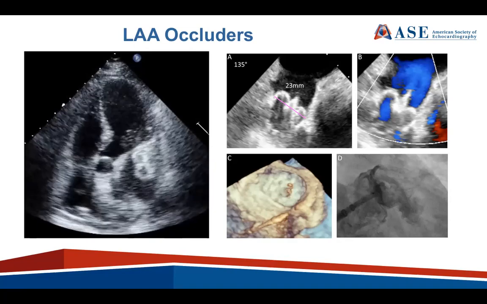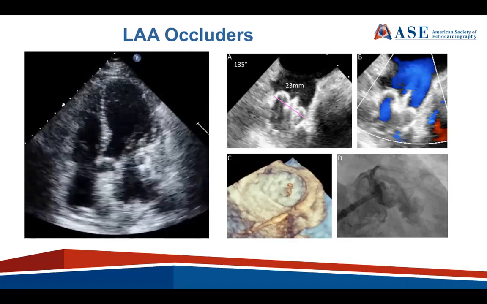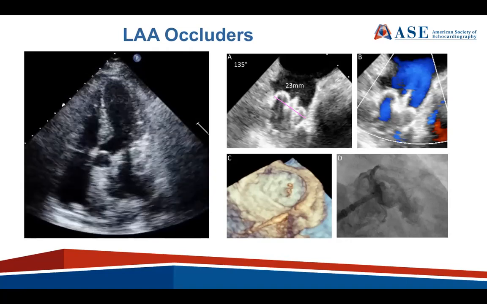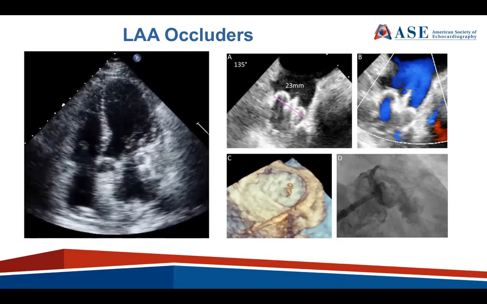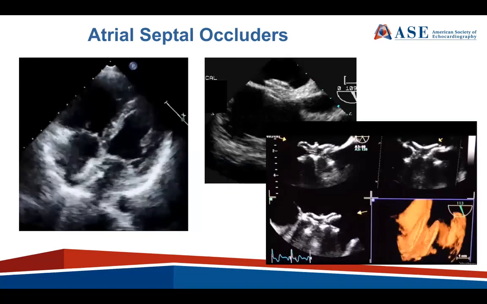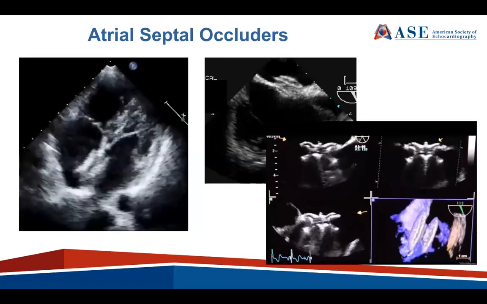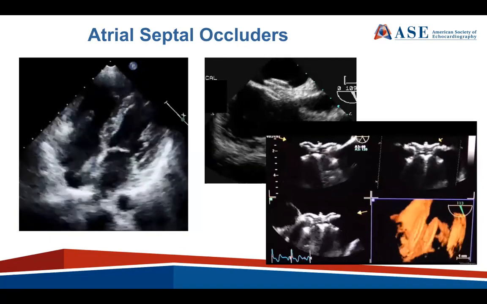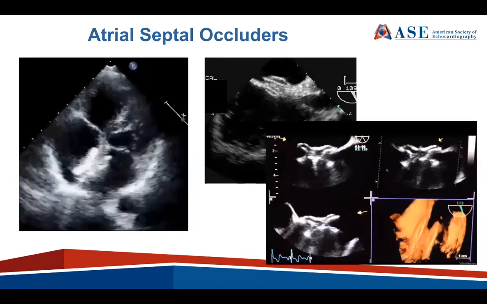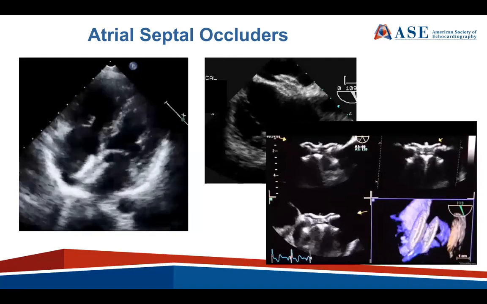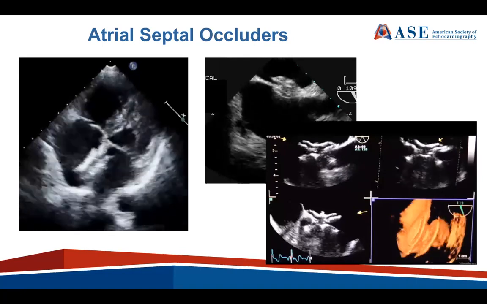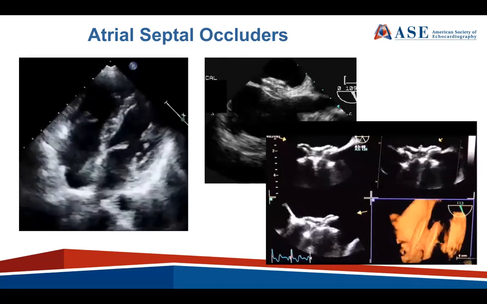And then on the right-hand images, you can see some more still images of occluder devices, left atrial appendage occluder devices, and what they look like both on 2D echo, 3D echo, and then also fluoroscopy. Atrial septal occluders, there's quite a number of them, typically look like a bulky, man-made, echo-bright structure that separates the left and right atriums across the interatrial septum.